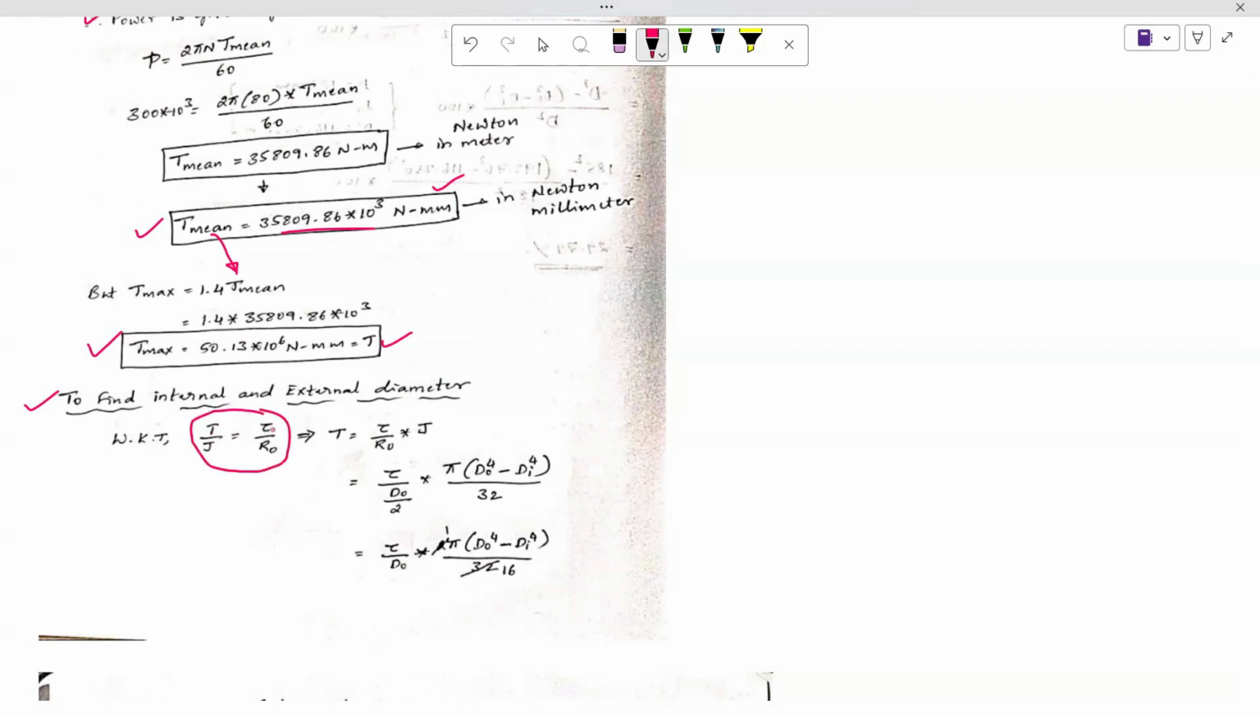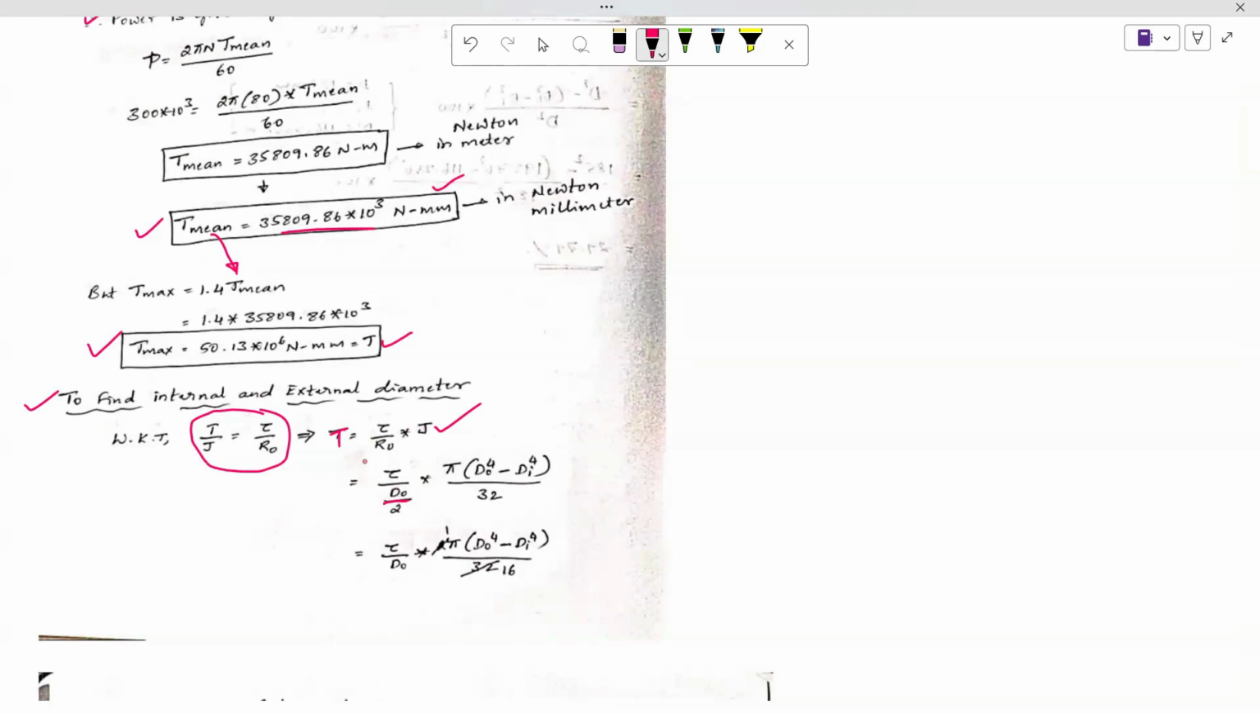T by J is equal to tau by R naught. Why R naught? R naught is used for a hollow circular shaft. So just do the cross multiplication. You will get T is equal to tau by R naught into J. In the numerator, tau remains as it is. R naught is the radius, and radius is half the diameter. So that's why I'm writing D naught by 2.